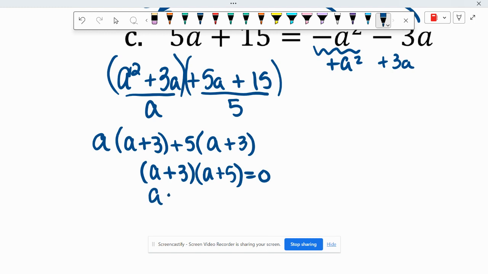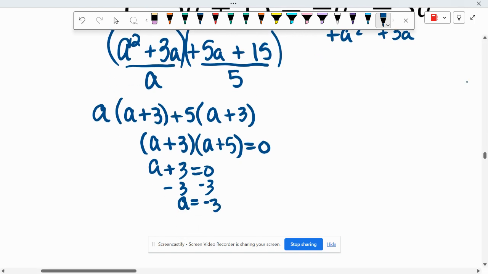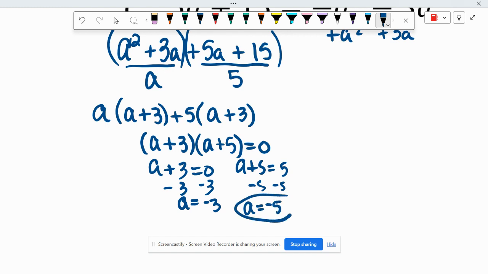So a plus 3 equals 0. Take away the 3, which means a equals what? -3. Or a plus 5 equals 0, which means what?